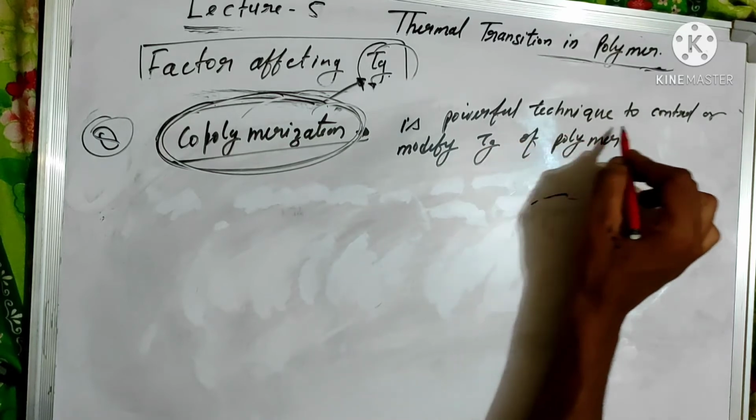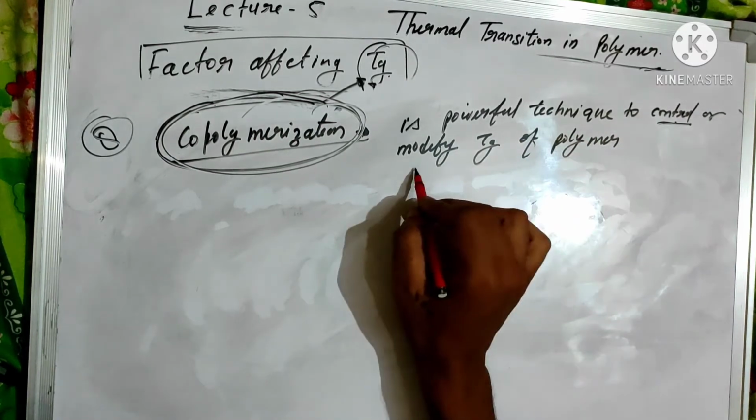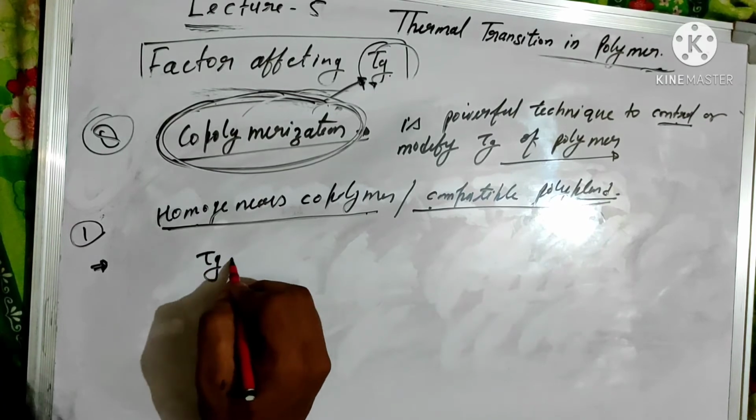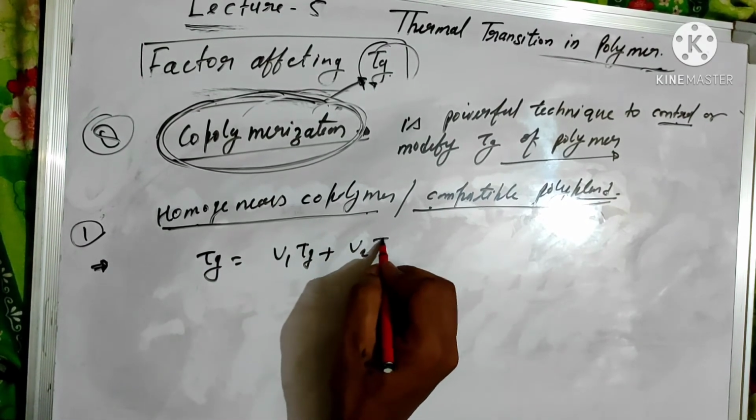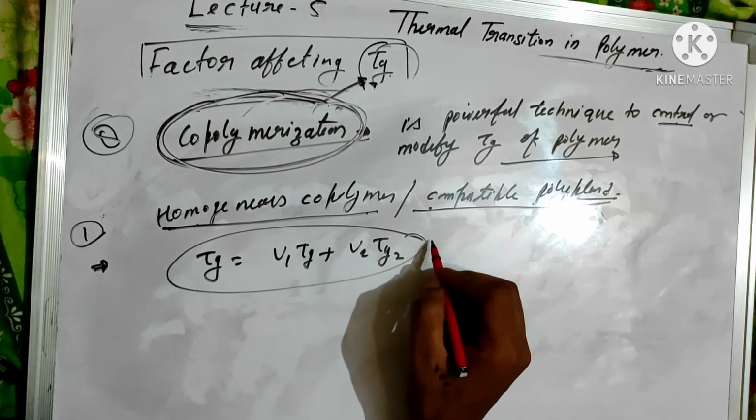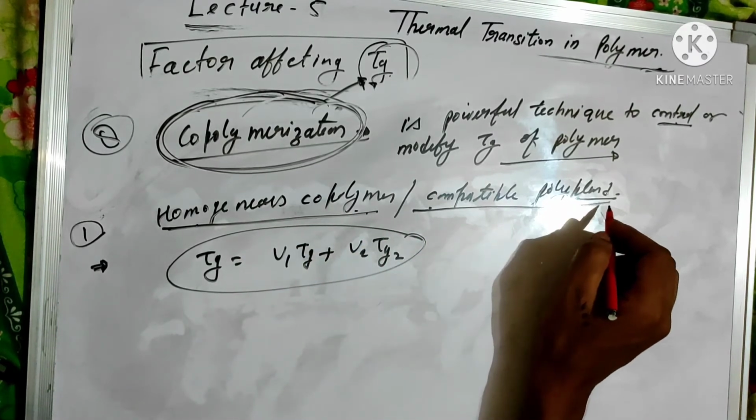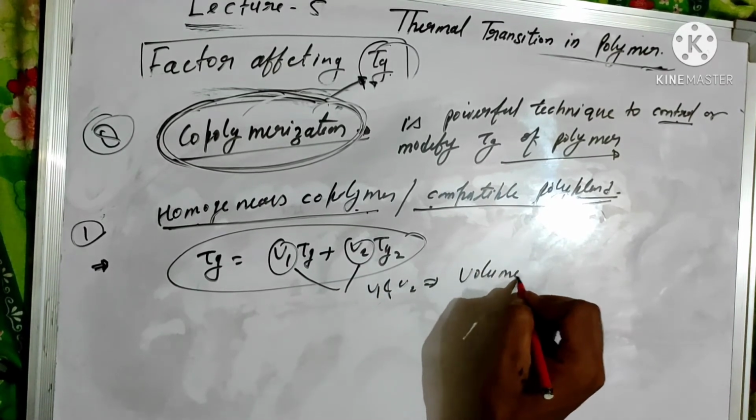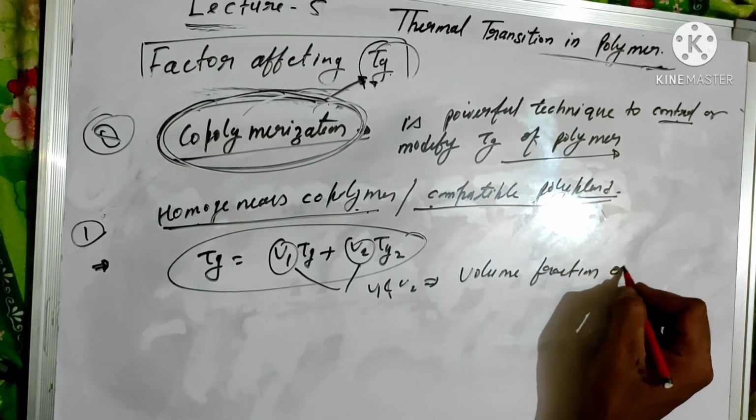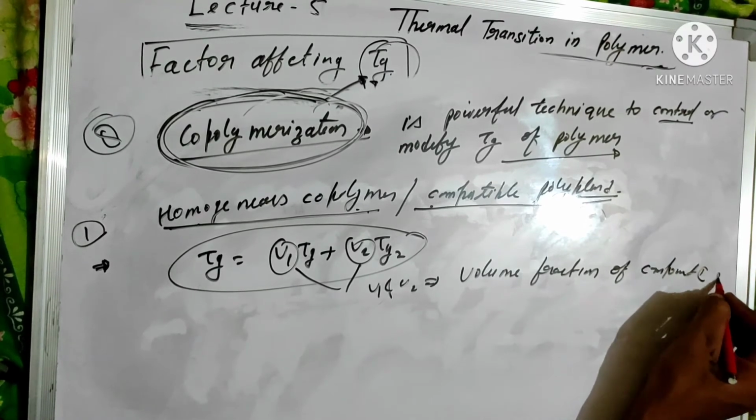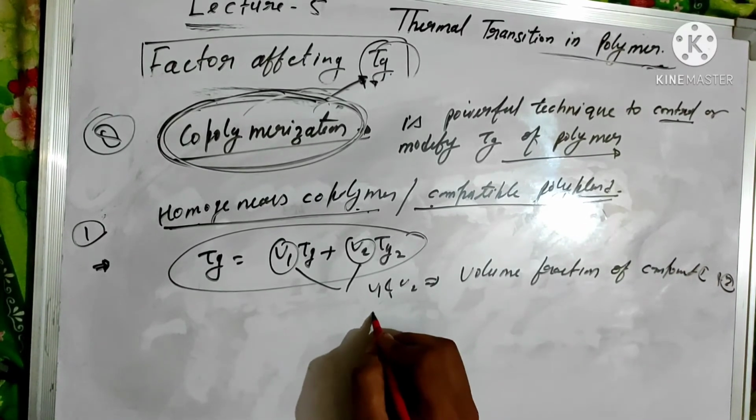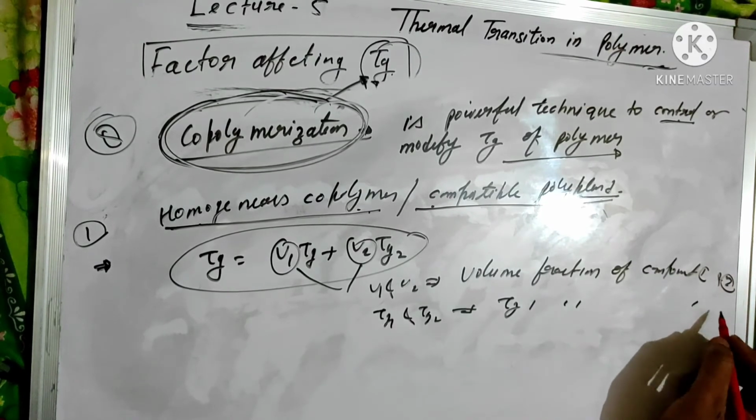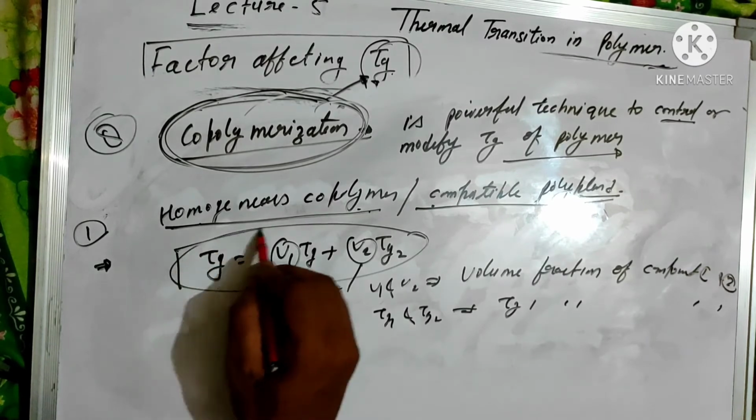Copolymerization is a powerful technique which is used to control or modify the glass transition temperature of the polymer. The calculation of the glass transition temperature of a homogeneous copolymer or compatible polymer blend is given by Tg equal to V1 Tg1 plus V2 Tg2. Remember this formula for the homogeneous copolymer or compatible polyblend, where V1 and V2 are the volume fractions of the component 1 and 2 respectively, and Tg1 and Tg2 are the glass transition temperatures of the component 1 and 2.